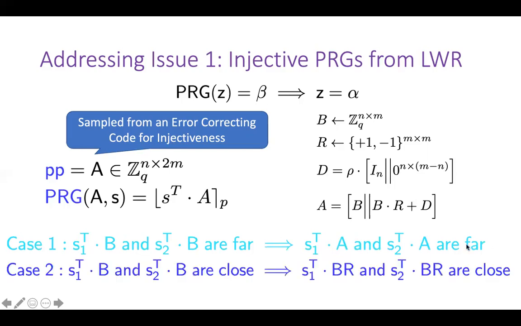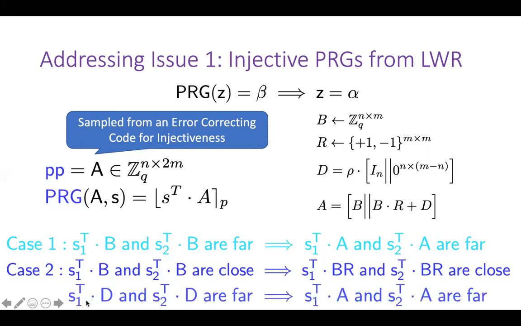So that's easy. And in the second case, we assume that S1 times B and S2 times B are close to each other. That also means S1 times BR and S2 times BR are also close, because R is a matrix with plus one, minus one domain. But here we know that D is a matrix with large entries. So that essentially means S1 times D and S2 times D are far from each other. Combining these two statements in the blue color, we can show that S1 times A and S2 times A are far from each other. So even when you scale down the modulus, they don't collide. And this PRG function is injective.